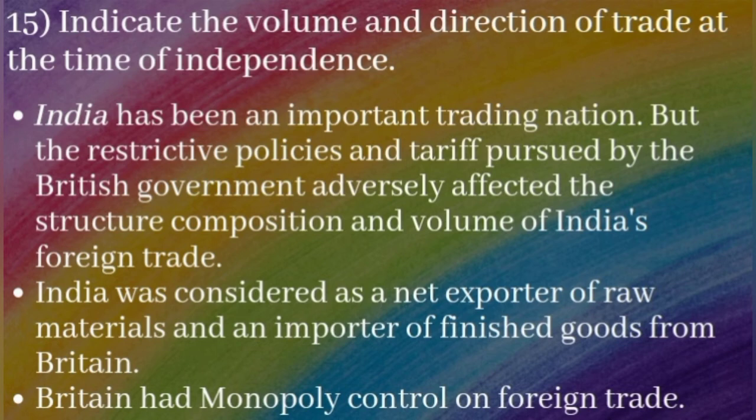India's foreign trade. India was considered a net exporter of raw materials and an importer of finished goods from Britain. That means the deindustrialization of India. Britain also had monopoly control on foreign trade. These points have been explained fully in the previous videos. They had monopoly control on foreign trade so that they could maximize the profits from India, to develop Britain.